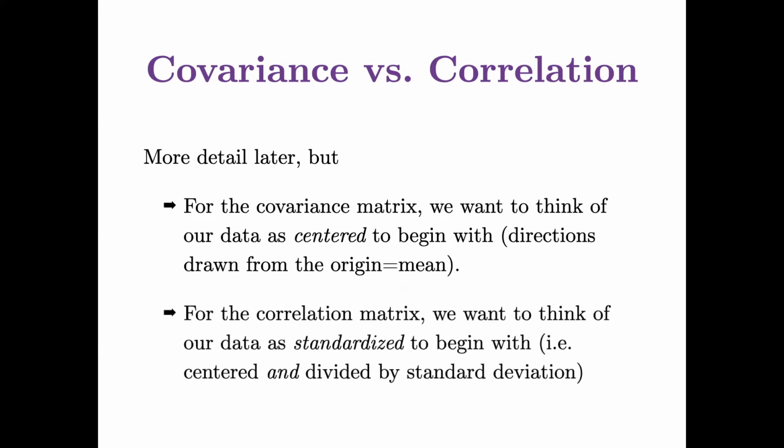For the correlation matrix, which we're not going to get to today, we want to think of our data as standardized to begin with, which just means that not only has it been centered to have mean 0, but it's also been divided by its standard deviation.